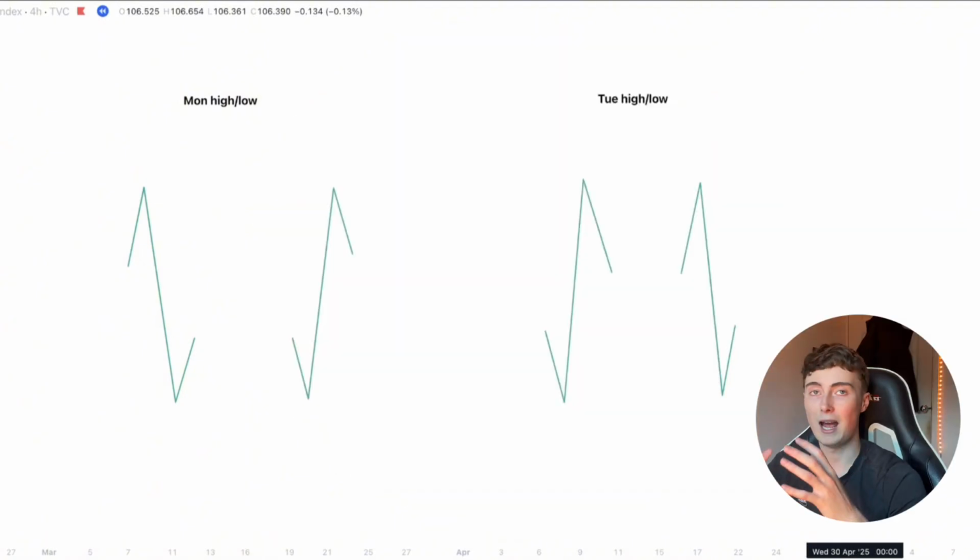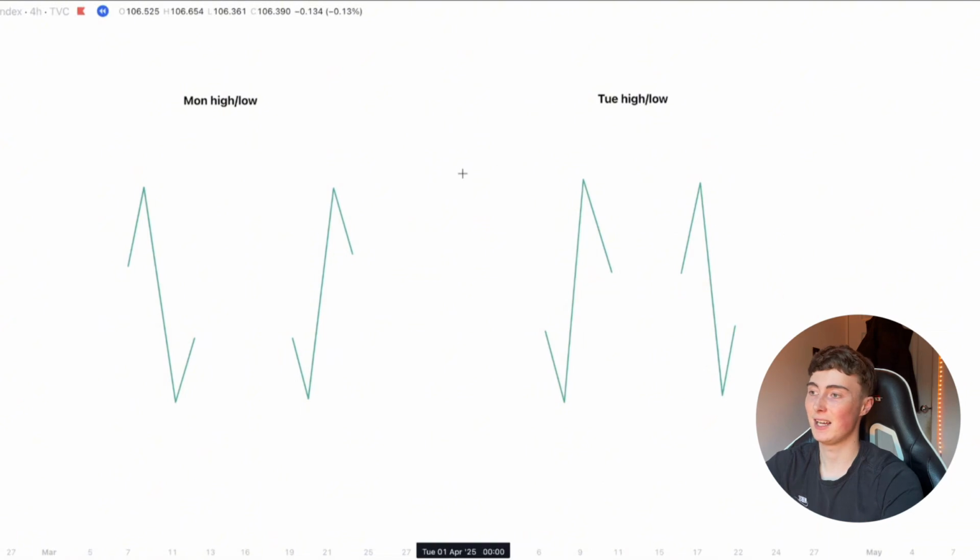Now, the way that we're actually going to get that high probability bias is by taking advantage of something called weekly cycles. If you don't know what they are, they're frameworks which are going to tell you how the week has a high probability of forming. Now, more specifically, we're going to be talking about the classic expansion week. There are two variants of this, and I'm going to show you what they are now.